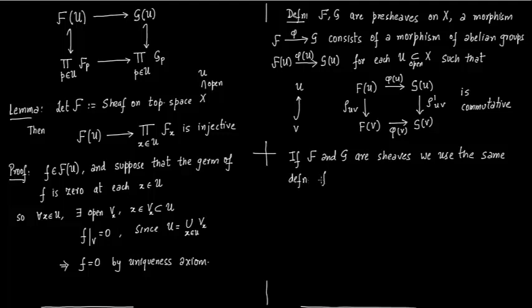Now this morphism is an isomorphism if there is a two-sided inverse. So what does this two-sided inverse mean? We will just write it down so that it is clear.